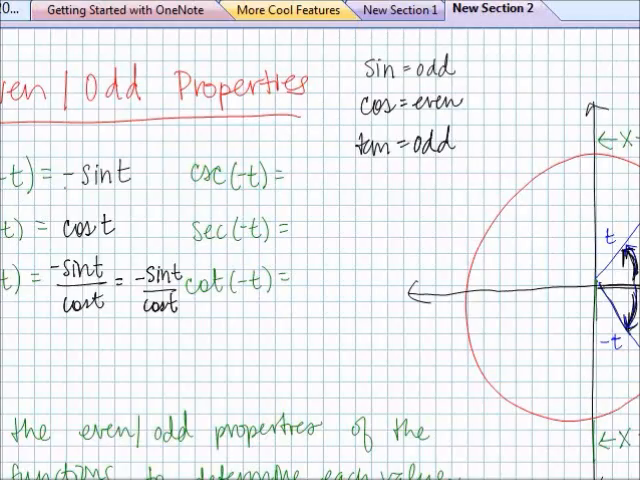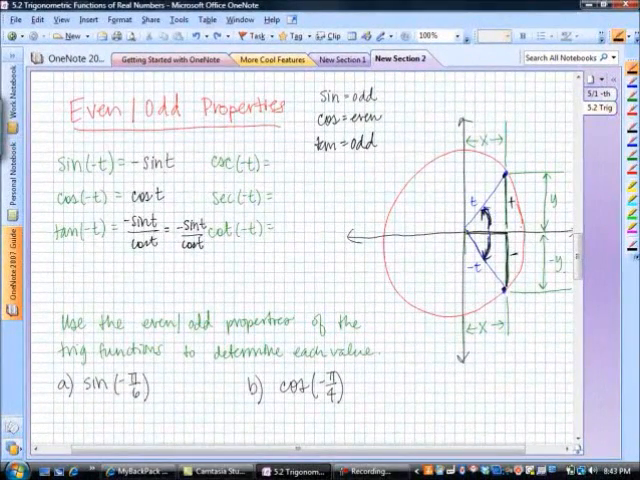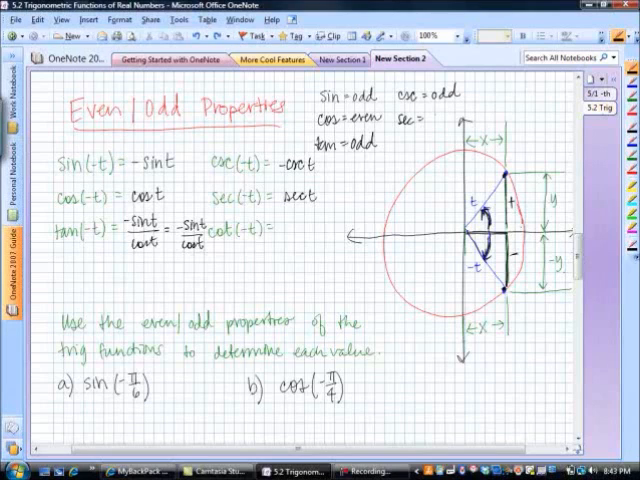Okay, now let's look at the reciprocals. The reciprocals are always going to have the same parity as their original functions. So cosecant of negative t is going to be the same thing as negative cosecant of t, so cosecant is going to be odd. Secant of negative t is going to be the same thing as secant of positive t, which is going to be even. And cotangent of negative t is going to be negative cotangent of t, which is odd.